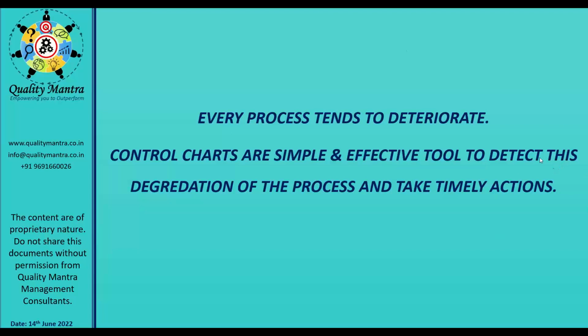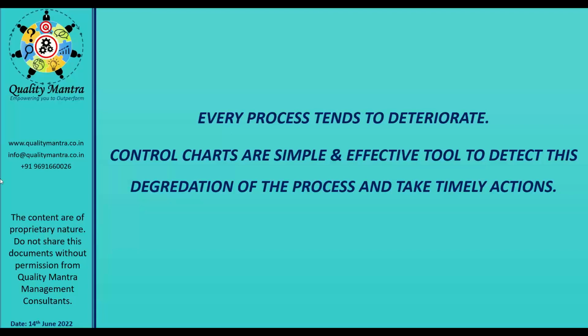Now every process tends to deteriorate. कोई भी जो प्रोसेस होती है ना, जैसे आपके वेकिंग अप की प्रोसेस है, simple process, it tends to deteriorate, meaning over a period of time आप थोड़ा थोड़ा थोड़ा थोड़ा लेट उठते हो, है ना. 1 मिनट, 2 मिनट, 3 मिनट, 4 मिनट, ऐसा करते करते you tend to wake up late. So every process tends to deteriorate, and control charts are simple and effective tool to detect this degradation of the process and take timely action.